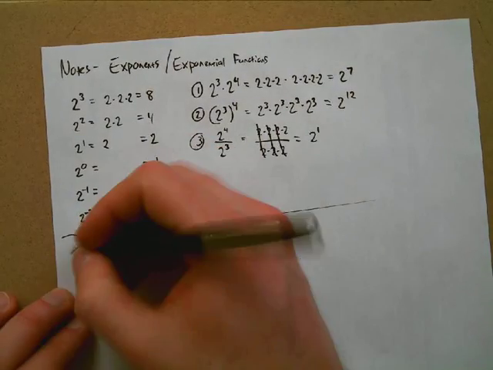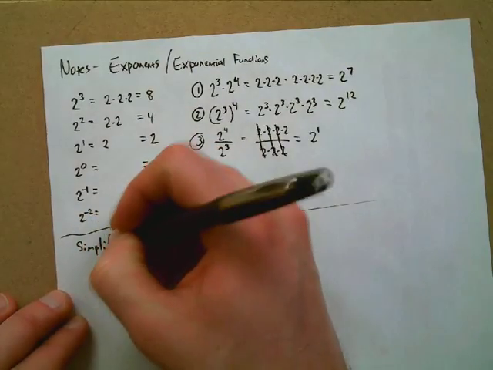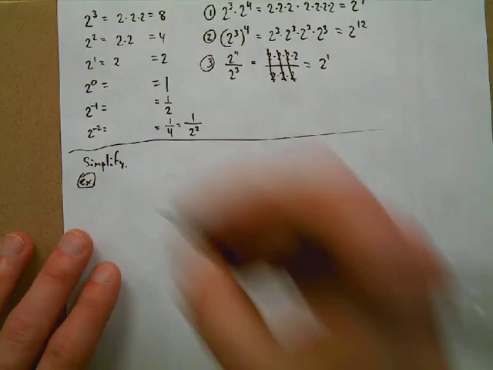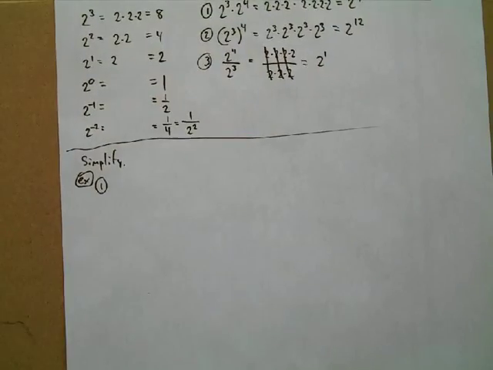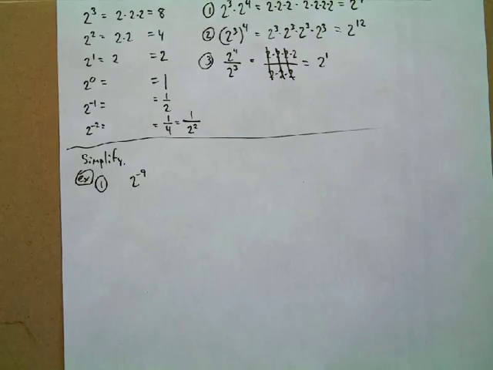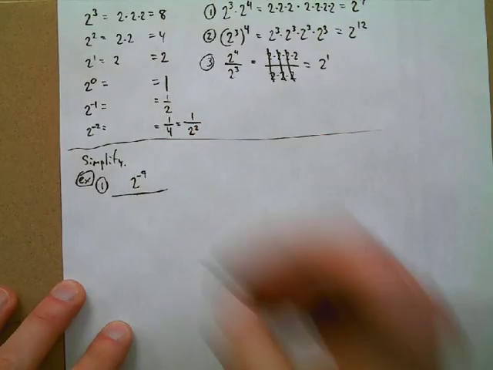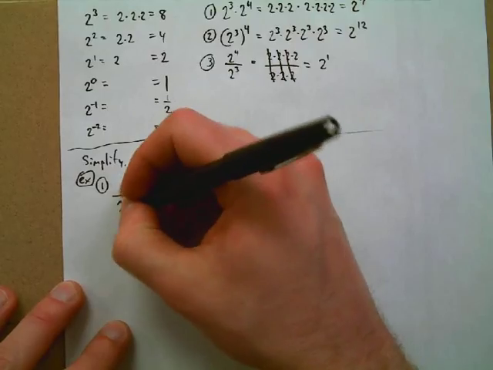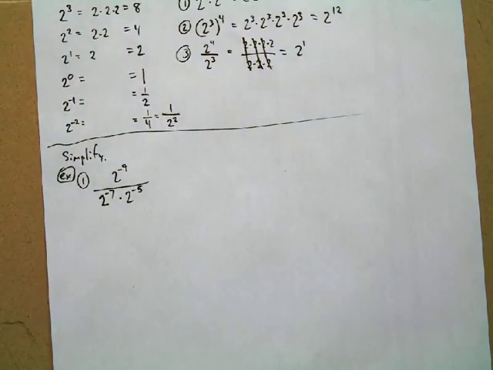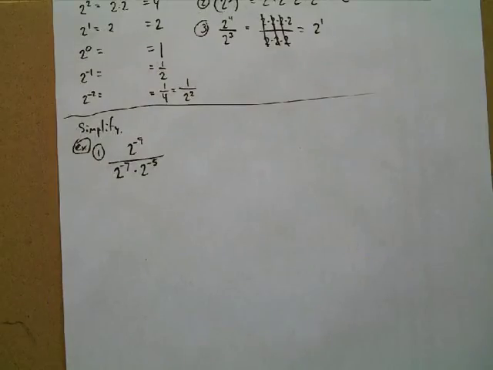So again, let's just review some simplifying here. Okay, so we'll do some examples, just to make sure we're okay. We'll just do 2 examples, and then we'll look at 2 graphs, too. Okay, so let's say you've got 2 to the negative 9th, all over 2 to the negative 7, times 2 to the negative 5. So the good news is, they're all the same base, all the base of 2, right?